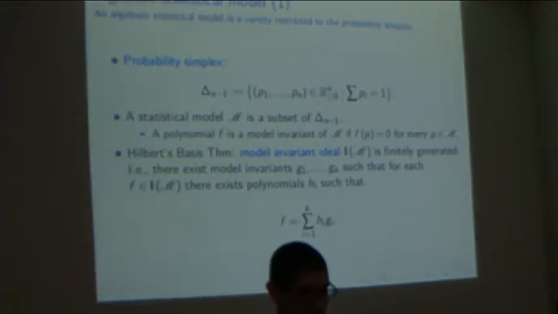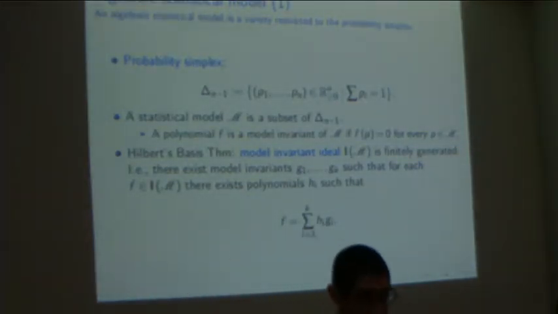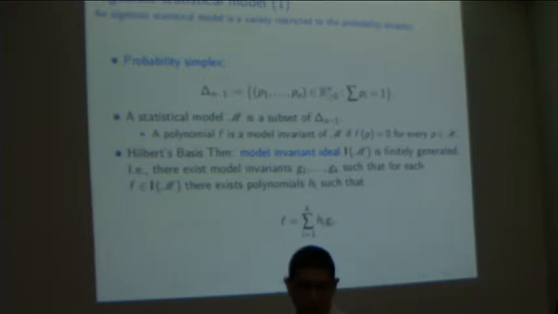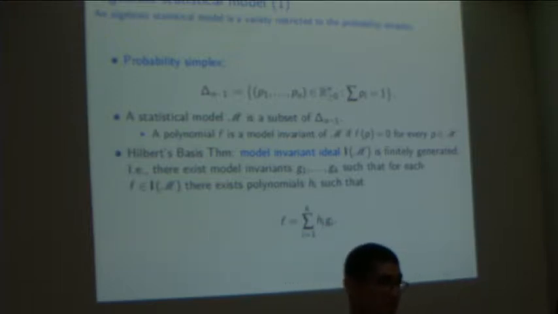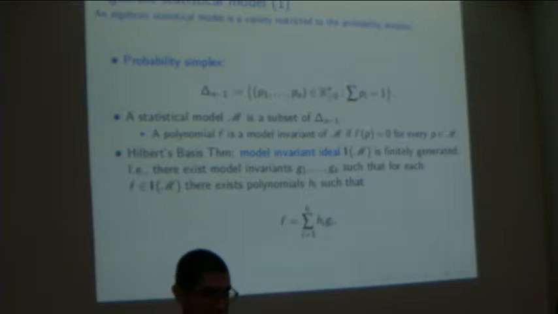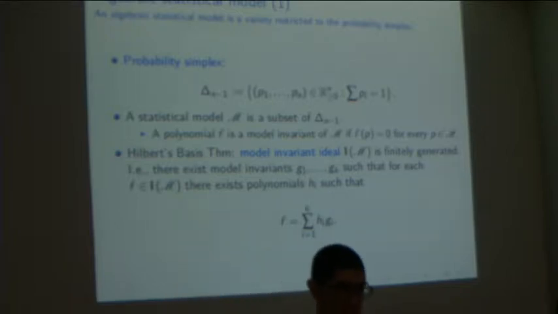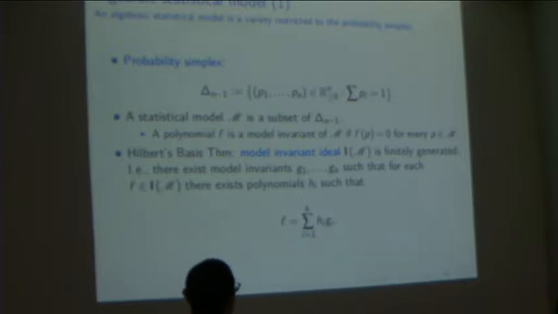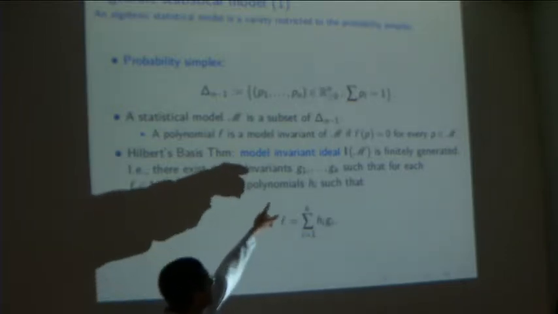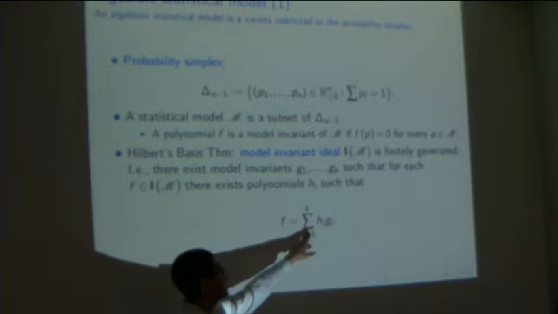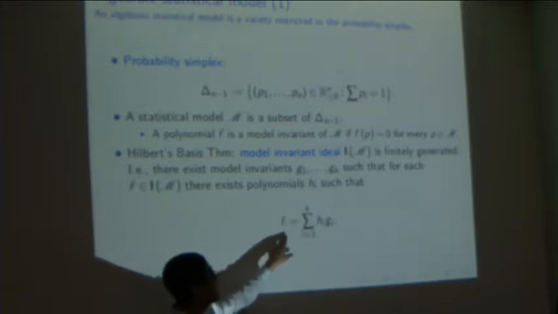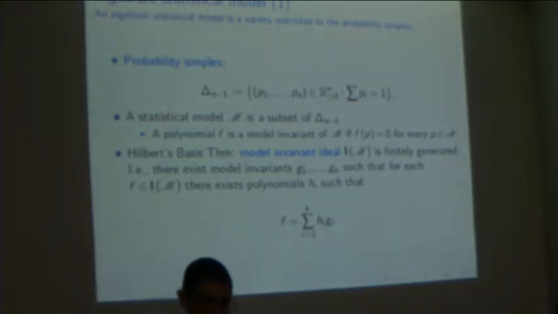So, the model invariant ideal, because I want to get to algebra. This is going to be finitely generated. You can consider all possible polynomials, and by Hilbert's basis theorem, this ideal is finitely generated. So what do I mean by this? If you had a model invariant, there exists some G1 through Gk, such that you can find H's where you can express the model invariant as this sum. And the G's are model invariants themselves. Okay.